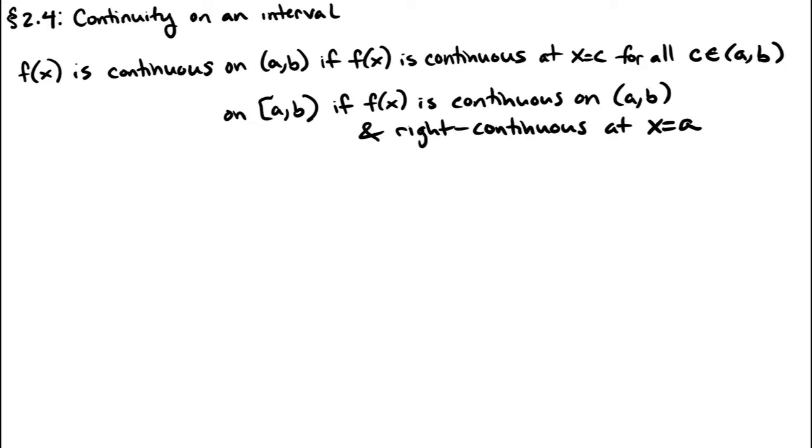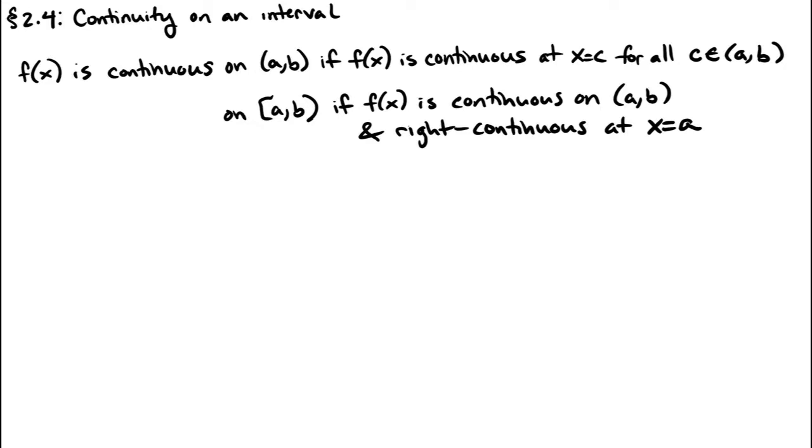So when we have the interval which includes a but not b, we also want the function to be right continuous at a. It's continuous for all those values a little bit above a, and as you approach a from above, you're also getting to f(a).